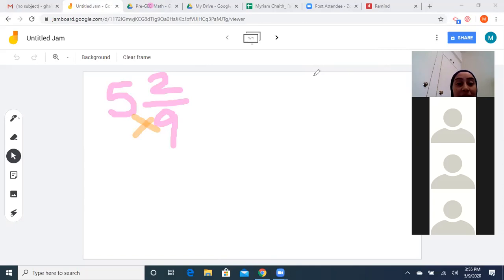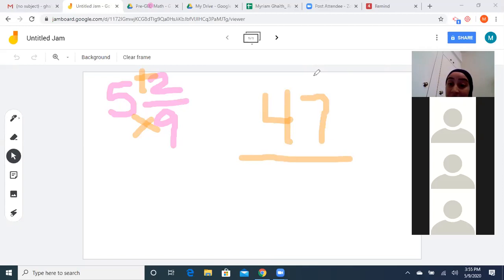We have to multiply 9 times 5, the denominator times the whole number. And then what do we do up here? Add. So what's 9 times 5? 45. 45 plus 2 is 47. Very good. So that 47 becomes the numerator of my improper fraction now.